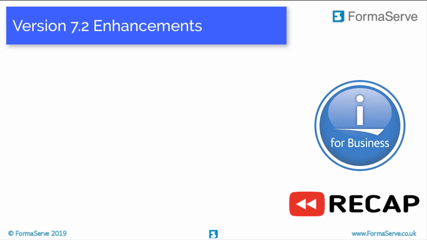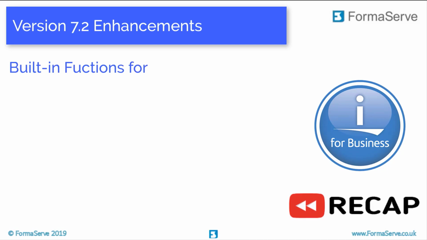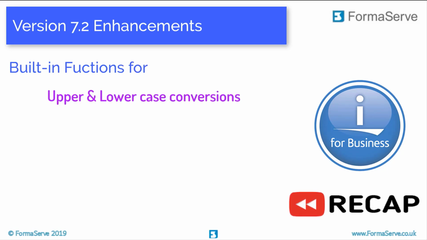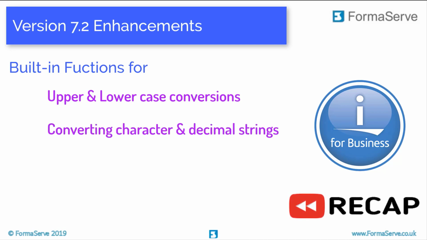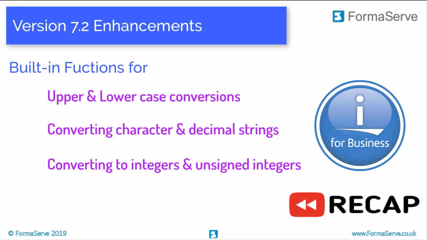So let us recap. What did we get with this release, 7.2? We had upper and lowercase conversions, converting character and decimal strings, and converting integers and unsigned integers. So very, very useful additions to the CL programming language.